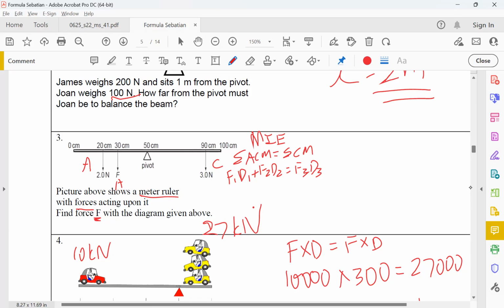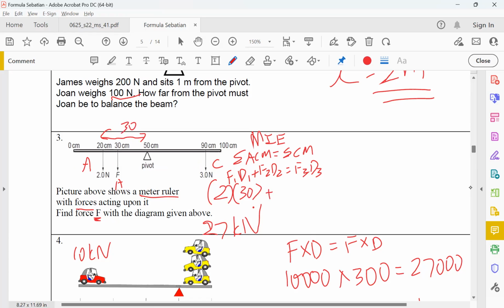First and foremost, when you write F1, it's very straightforward. It's just 2 newtons. Then you multiply by your D. Like I keep saying over and over again, the distance is always from the force to the pivot, not force to force. All this is wrong. It's always going to be the force to the pivot, which in this case is going to be 30 cm, because 20 to 50 in between is 30.